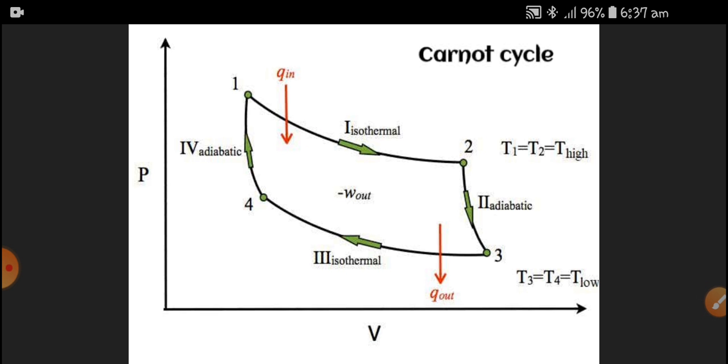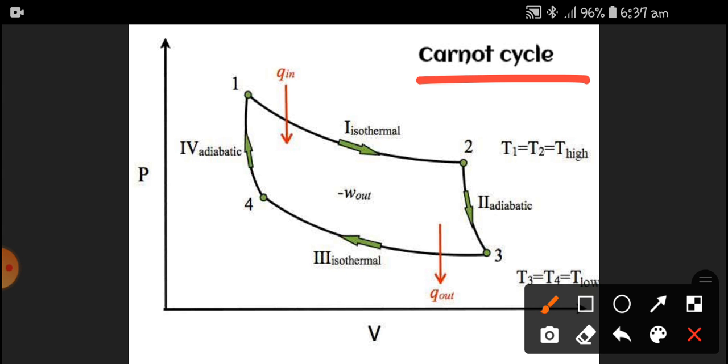So this is an ideal cycle, an ideal heat engine cycle. This is the cycle with which we are going to compare the efficiencies of the Otto, diesel and dual cycles. This Carnot cycle is called the air standard cycle. Heat engines are compared with this Carnot cycle.